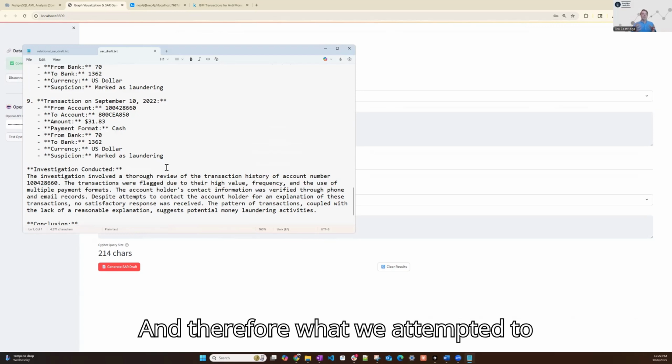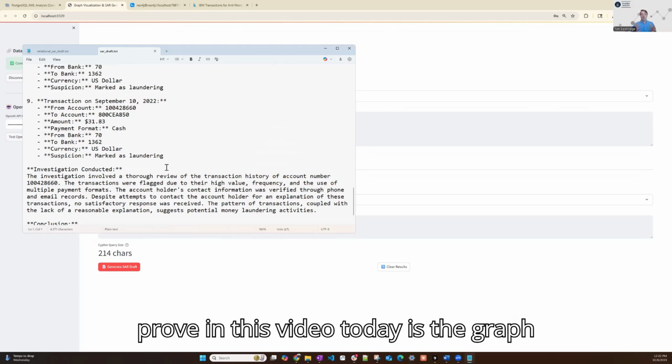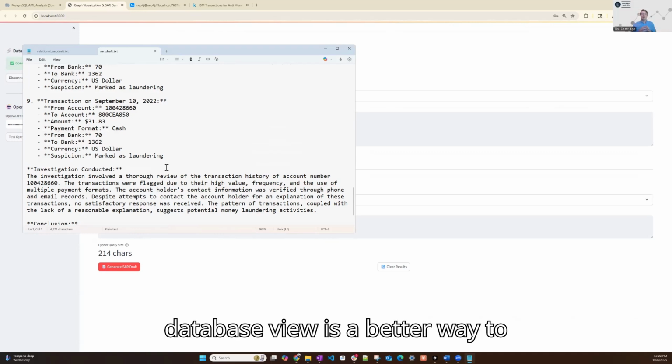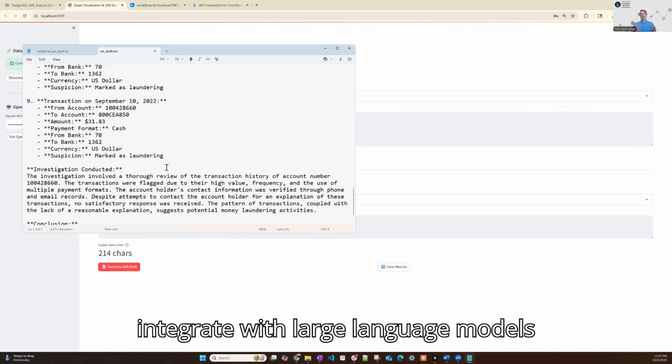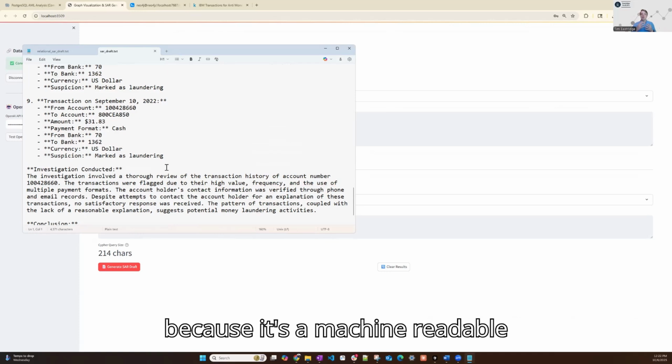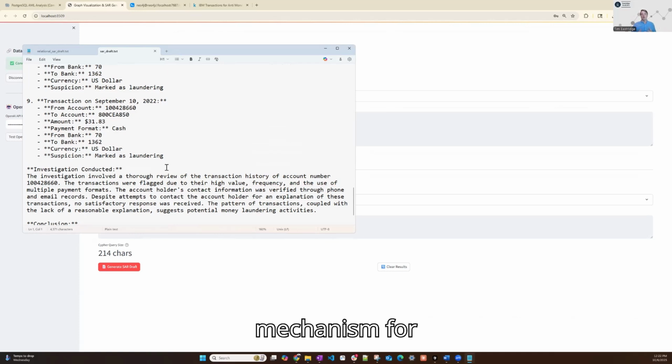And therefore, what we attempted to prove in this video today is the graph database view is a better way to integrate with large language models, because it's a machine readable mechanism for your large language model to integrate with your proprietary data.